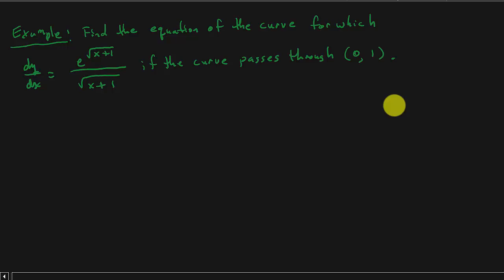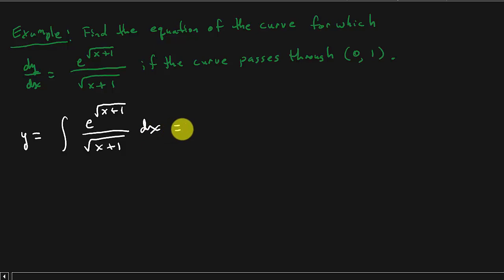All right, so typically what we do is we let u equal the exponent, if we have e to a power. Remember the derivative of that needs to be outside. So we know y, there's dy/dx, so y is equal to the integral of e to the square root of x plus 1 over the square root of x plus 1 dx.